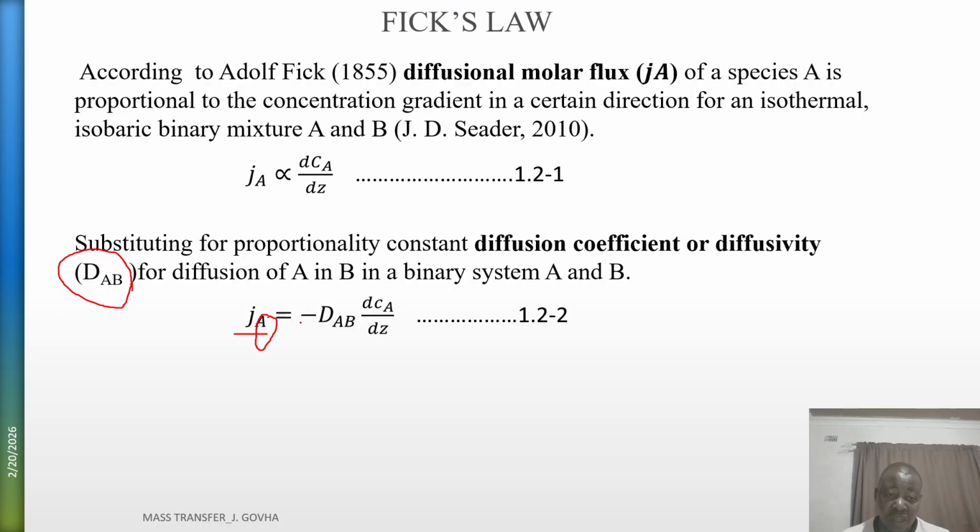Then our negative sign there: since we are moving from a region of higher concentration to a region of lower concentration, this differential will result in a negative. So for the physical quantity to make sense and be applicable, we introduce a negative sign there so that this is computed as a positive value.